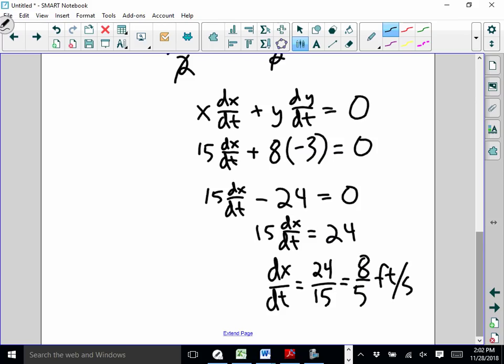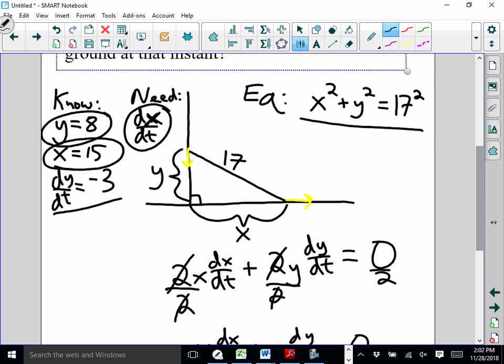Now, a little analysis time. Was my dx/dt positive like I thought it should be? The answer is yes. My next question for you is, which one is moving faster? The top of the ladder or the foot of the ladder? Which one has a bigger speed?